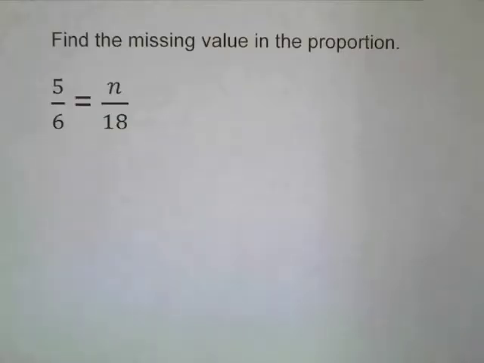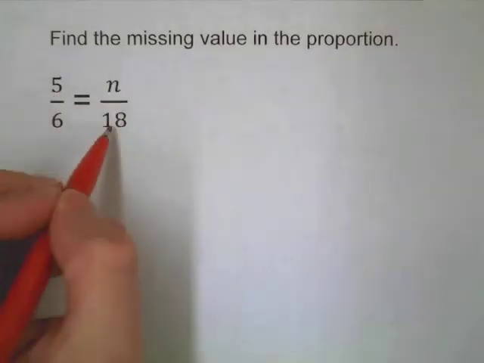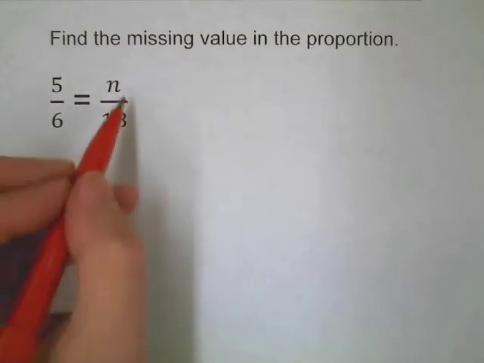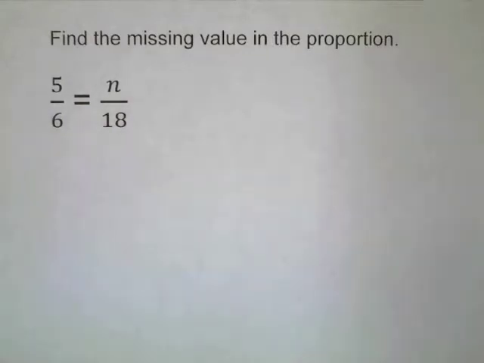Lesson 7-3, Example 2. Our objective is learning to write and solve proportions. And here we have a proportion. 5 is to 6 as n is to 18. And we want to figure out what this n is. Well, if we know they're equal, you might be looking at this and thinking, well, I know what it is.